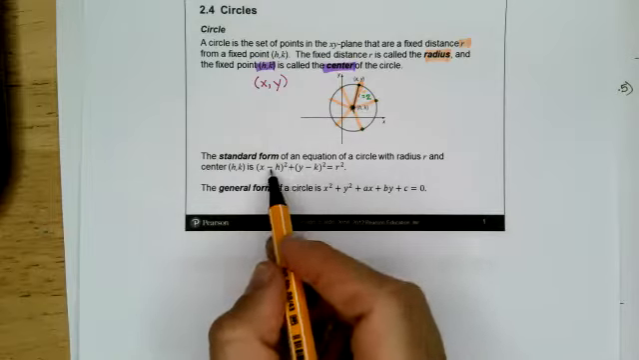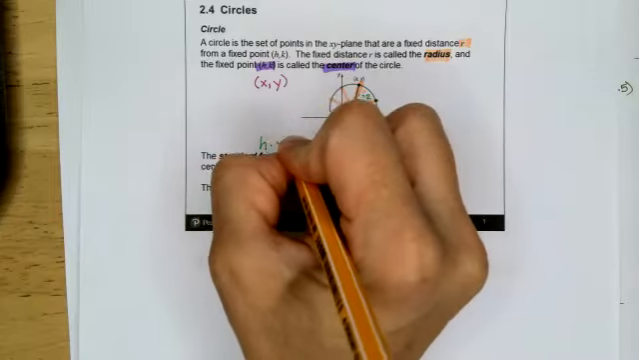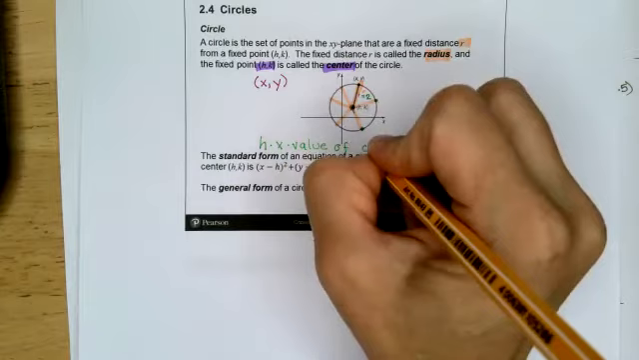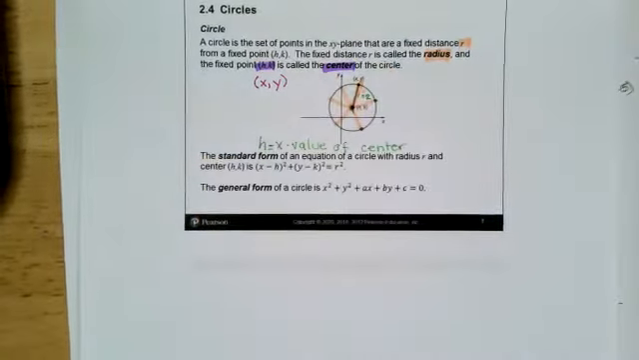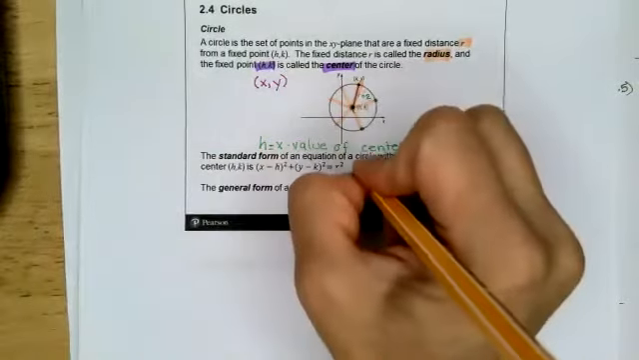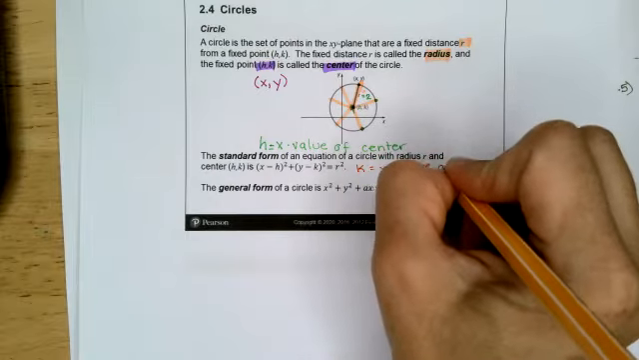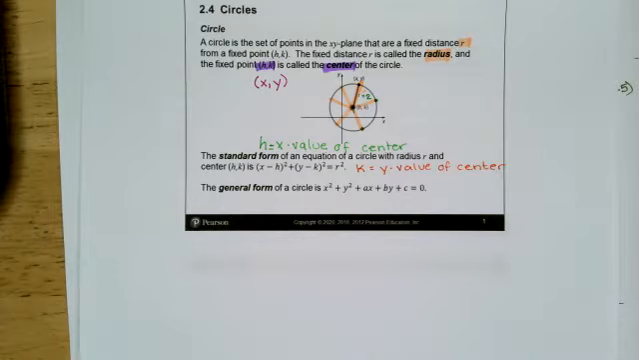So here is the circle. h is the x value of the center. k is the y value of that center point. Good. And then r is a fixed distance from that center point.